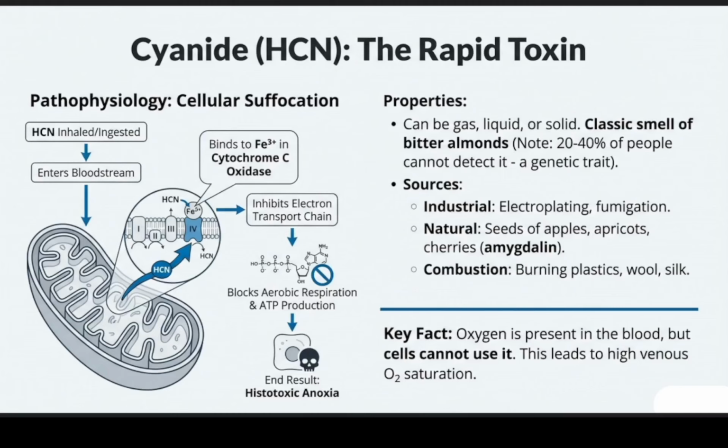So it can be a gas, a liquid, or in a solid form. Classic smell of bitter almond is going to be there. So which are the areas where we're going to get cyanide? Remember, industrial areas, electroplating, fumigation, and in nature, the seeds of apple, apricots, and cherries can have cyanide. And burning plastics, wool, silk, all those combustion gases we are going to get.